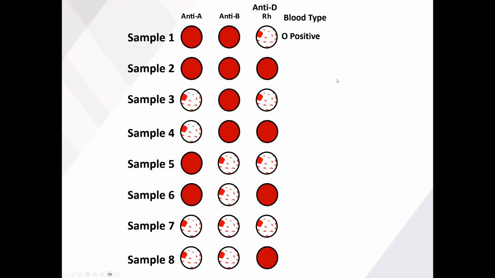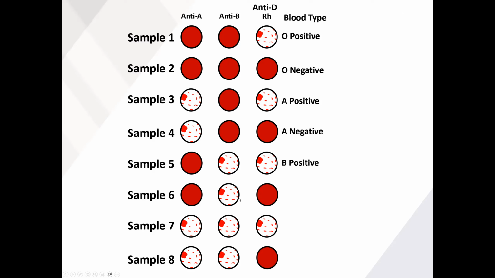O positive, perfect. What is sample 2? O negative. Sample 3, clotting in the first well and in this third well, the anti-A. All right, A positive. Sample 4, just clotting in the first well, A negative. Sample 5, clotting in the anti-B and the RH wells, B positive.